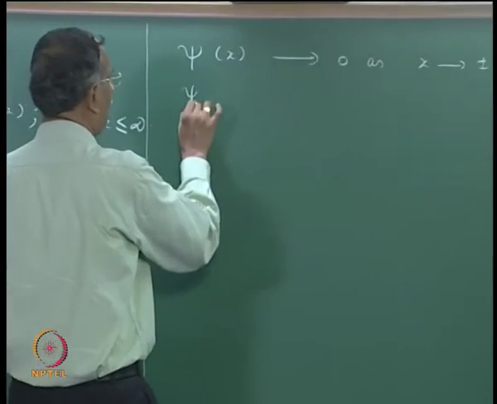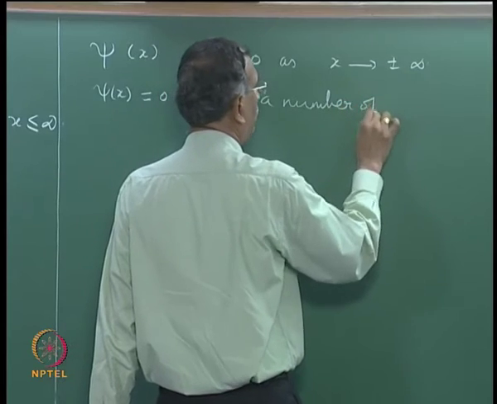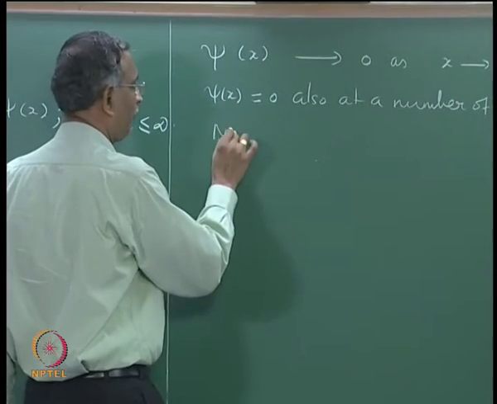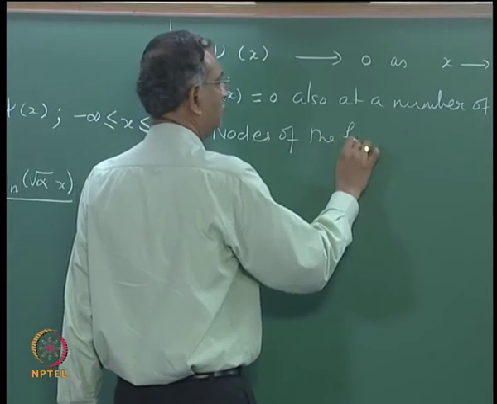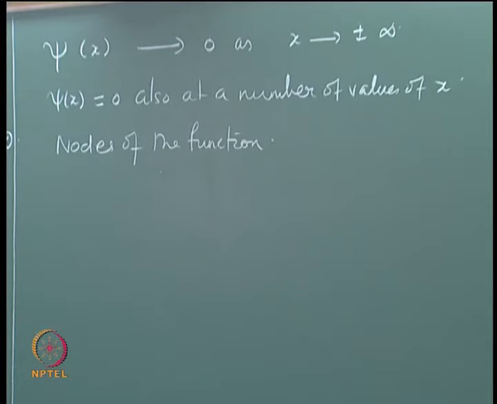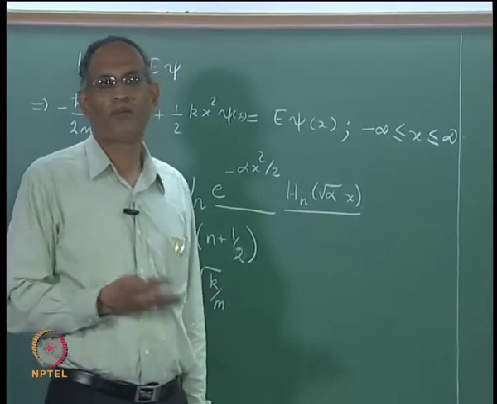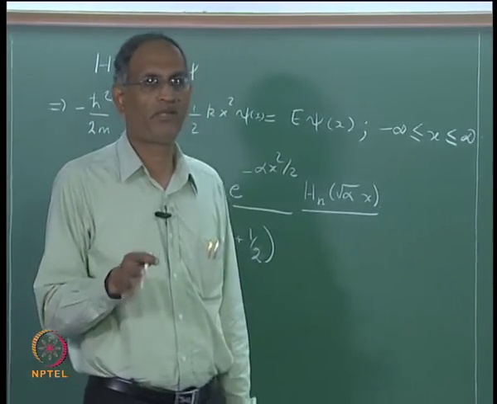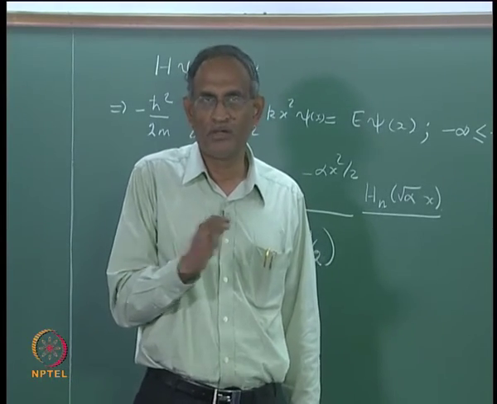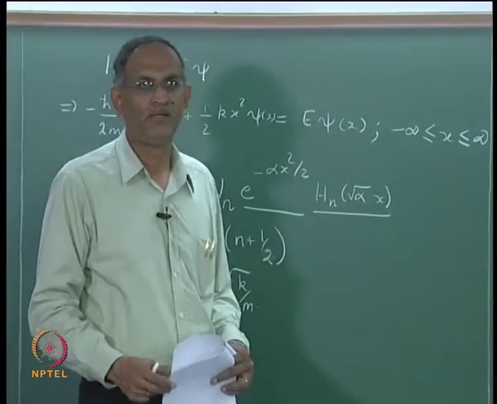Psi of x also goes to 0 at some finite points, at a number of values of x in between. Those values are called nodes of the function. They do not really mean anything except that the probability of finding the system very near the node is very small, because the probability depends on psi squared. The probability is never given at a particular point for a continuous system. It is in a small domain, and therefore around the nodes in a small interval, the probability is very low. Otherwise, the nodes have no other role as far as this particular course is concerned.